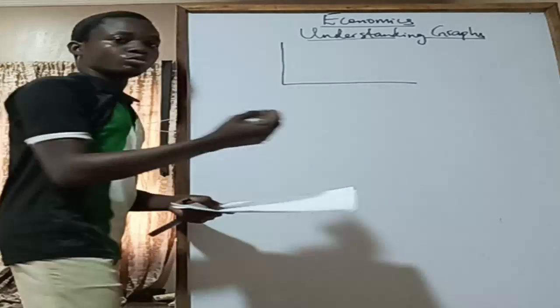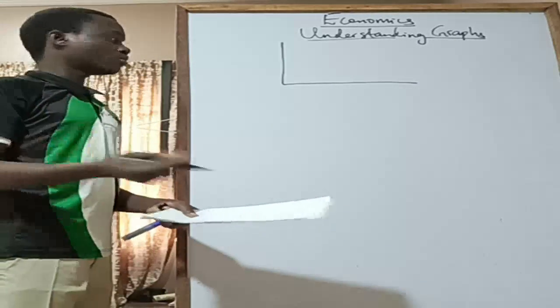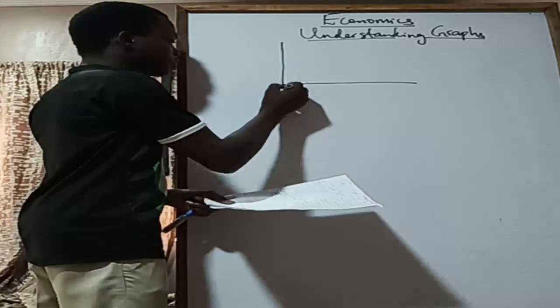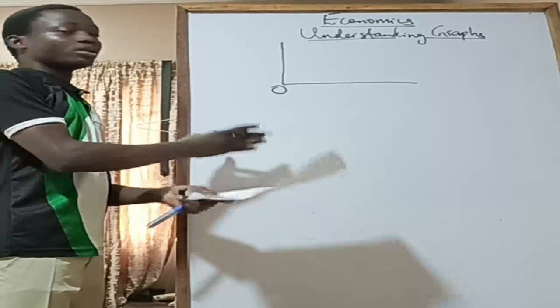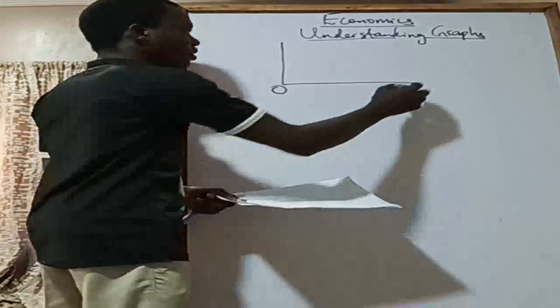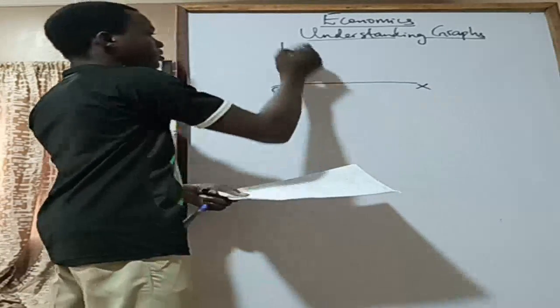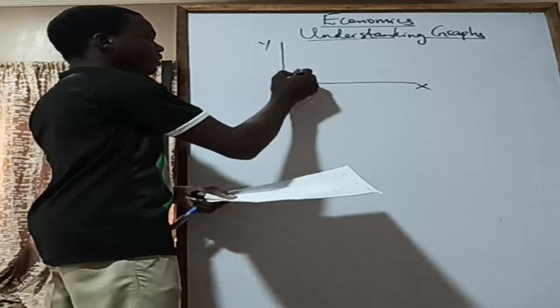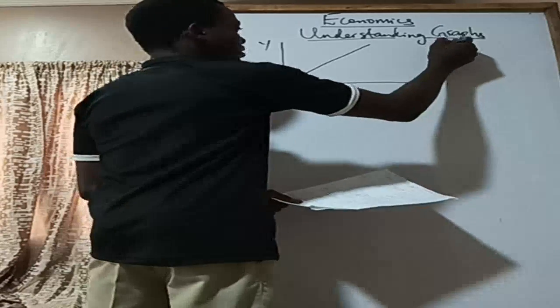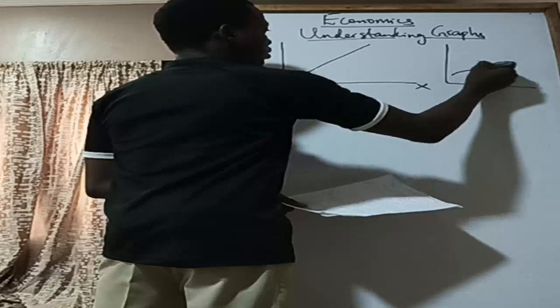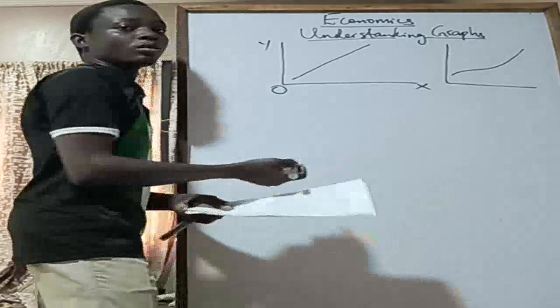So let me tell you the rules of a graph now. There is something that we call zero here. This is the origin. So whenever you are drawing any graph, the origin should be there, right? And then this is called the x-axis. This is called the y-axis. Then you might have a line inside of it, and you may not have a straight line like this. You might have a curve inside of it, like in the case of a total cost curve.